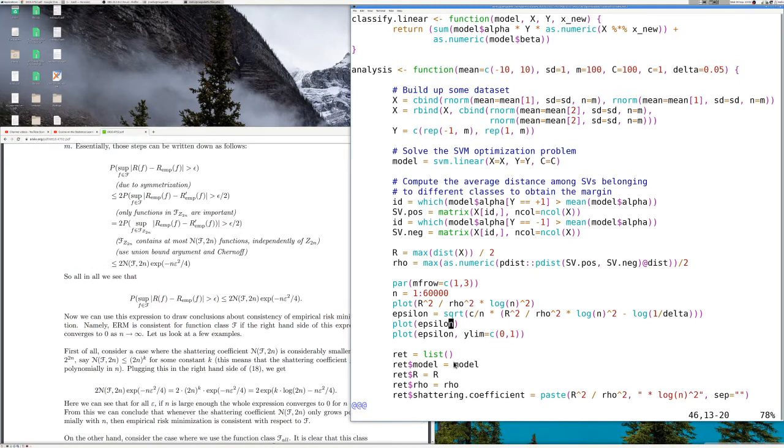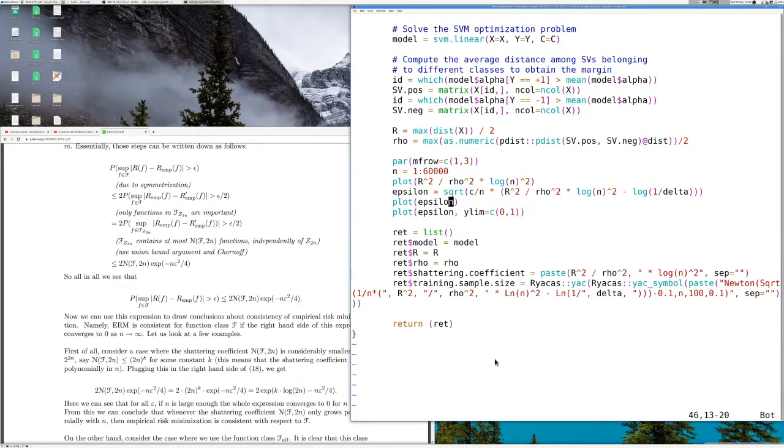And I'm going to run this, and at last there is something very nice that I want you to pay attention to. What I did was this. I returned a list with the model, with the value for r, for rho, our shattering coefficient function, and something else, our training sample size. This is way interesting. Take a look.